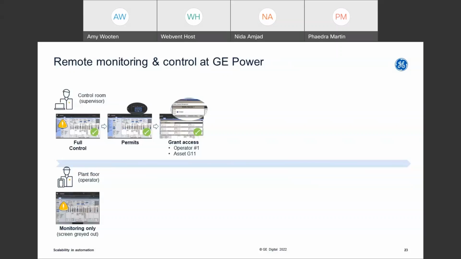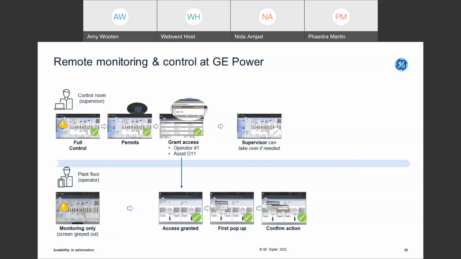Let's say there's a situation where something happens, they see an issue, and the operator and the supervisor are talking together and something needs to be addressed. Let's say in this case that it's more effective to give control to the operator. With this solution, the control room software can provide access to the plant floor operator, very specifically for a period of time to do the work they need to do and for a very specific area of the plant. So instead of giving access to everything, they can minimize errors by giving the operator access only to the area they need to work on.